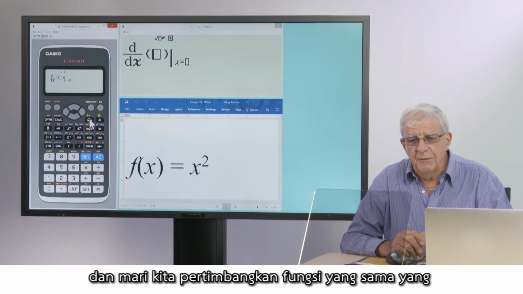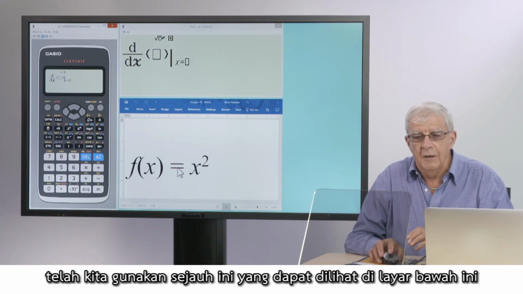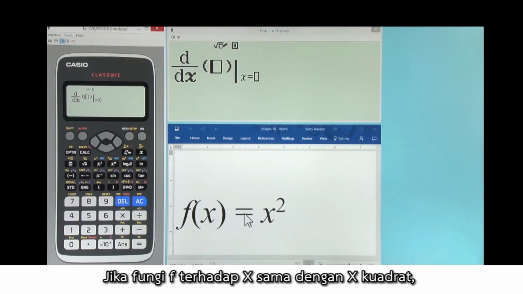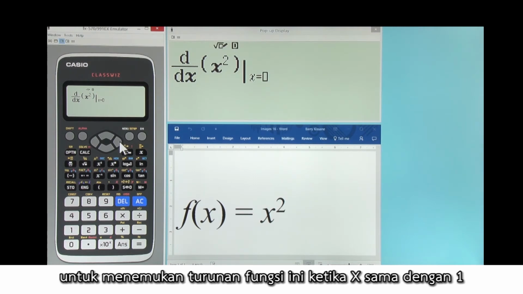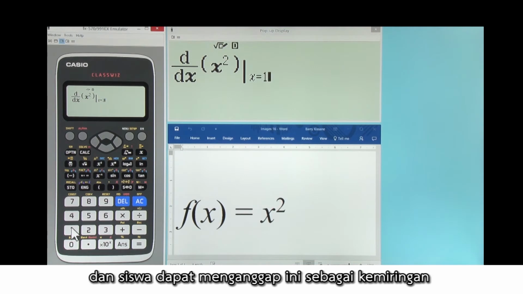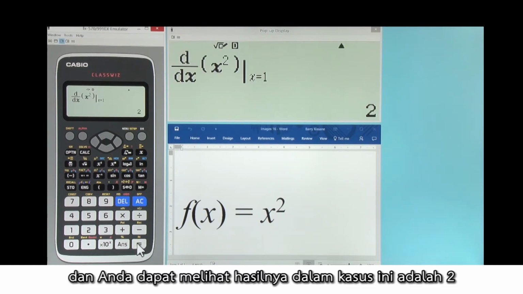And let's consider the same function we've used so far, the one you can see in the bottom screen here, f(x) = x squared. So we'll enter the function there and move across with the cursor to find the derivative of this function when x is equal to 1. And students can think of this as the slope of the curve when x is equal to 1.